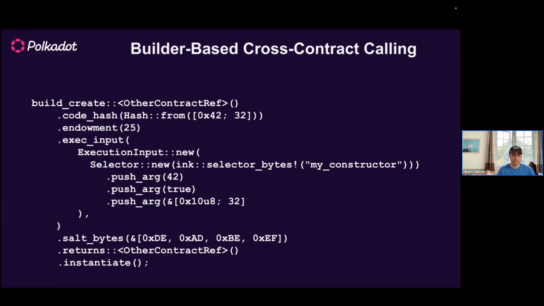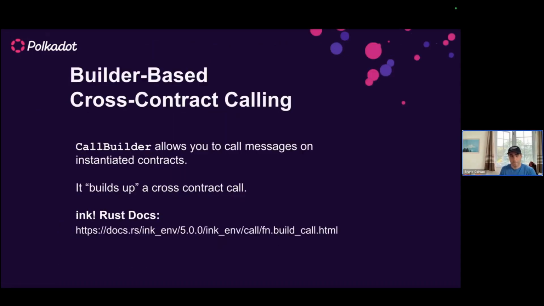And if that constructor accepts arguments, you can pass in arguments. So you can see we're building up that call there. We're building up the instantiation. And that's what the create builder allows us to do. And it returns the reference to the contract. Okay, so that's something that's available for you.